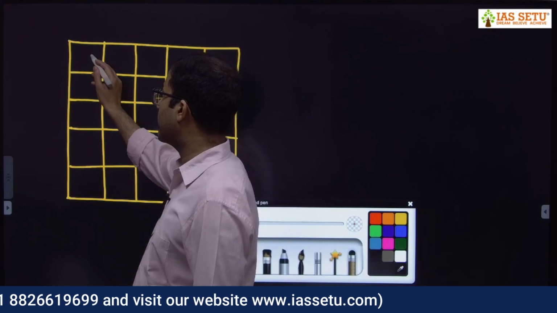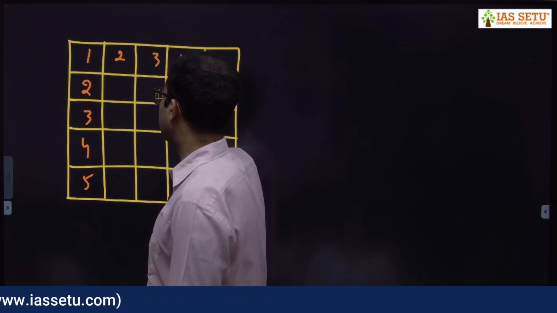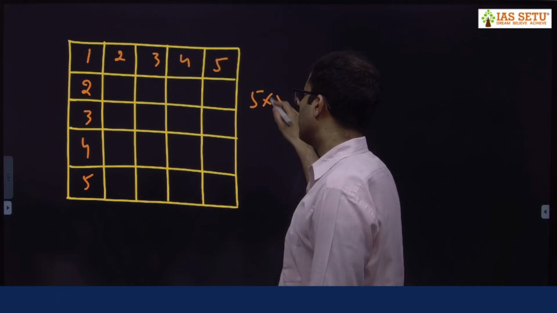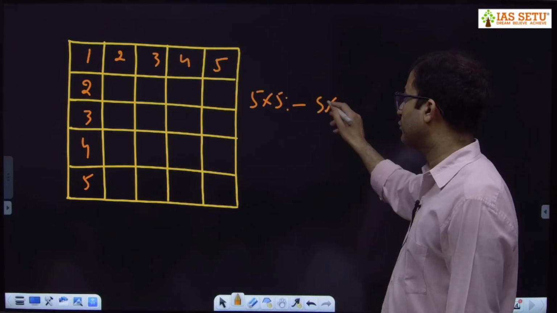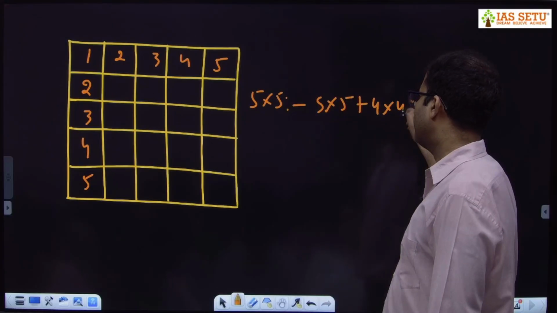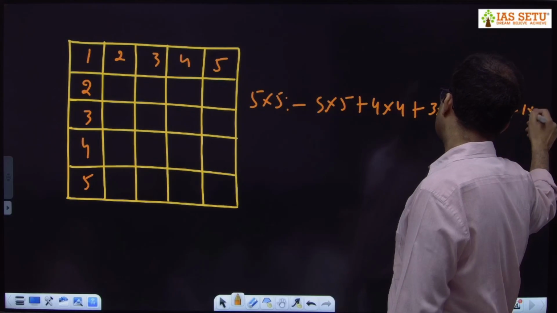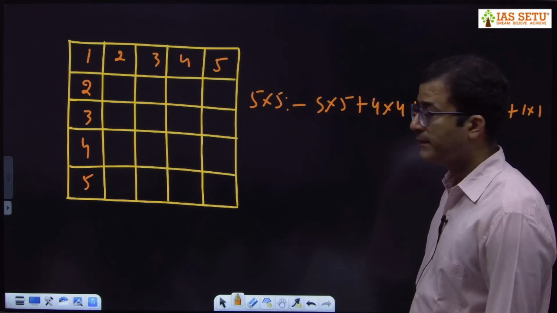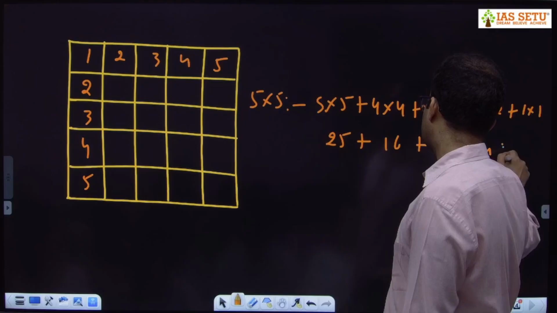So here, step number 1, we will do counting: 1, 2, 3, 4, 5, 1, 2, 3, 4, 5. So this given figure is 5 by 5. What we will do, we will start with 5 into 5 plus 4 into 4 plus 3 into 3 plus 2 into 2 plus 1 into 1. So this is 25 plus 16 plus 9 plus 4 plus 1.